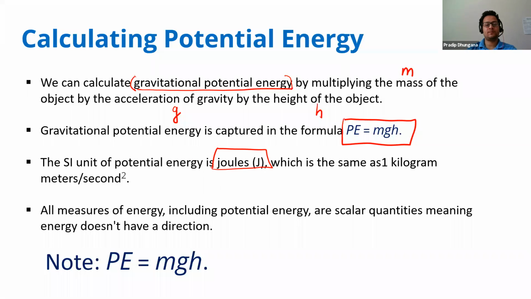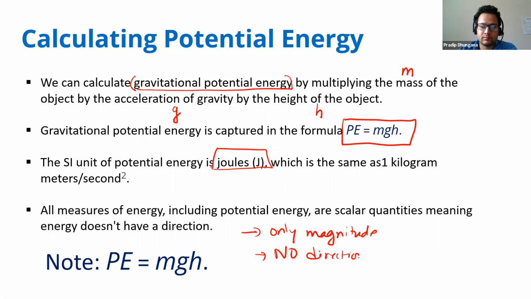All measures of energy, including potential as well as kinetic energy, are scalar quantities. Let me write it here. Scalar quantity means those quantities have only magnitude. They do not have direction. No direction.